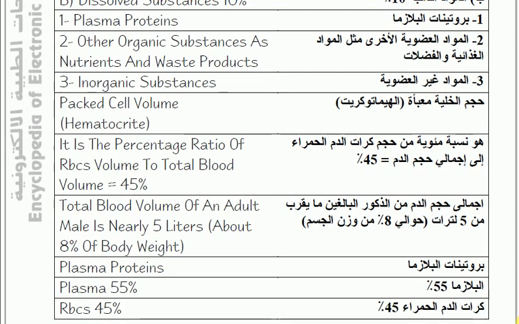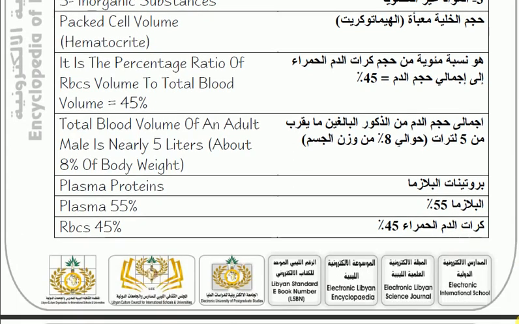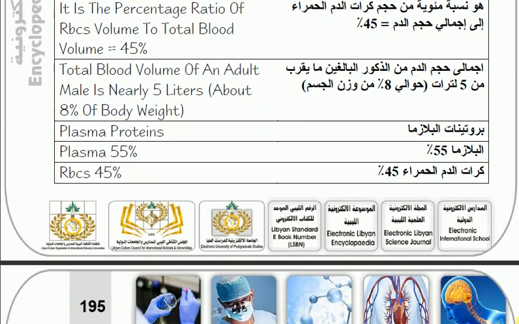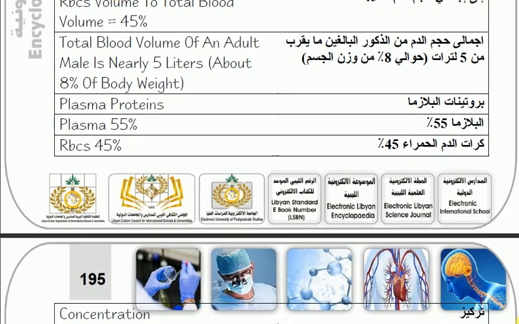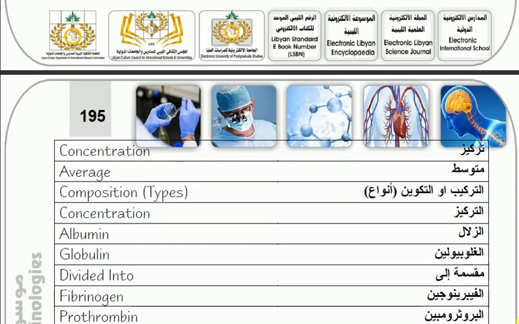3. inorganic substances. Packed cell volume, hematocrit. It is the percentage ratio of RBCs volume to total blood volume, equals 45%. Total blood volume of an adult male is nearly 5 liters, about 8% of body weight. Plasma proteins. Plasma 55%. RBCs 45%.